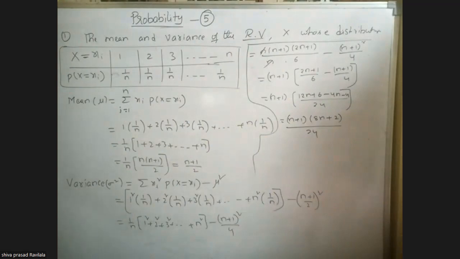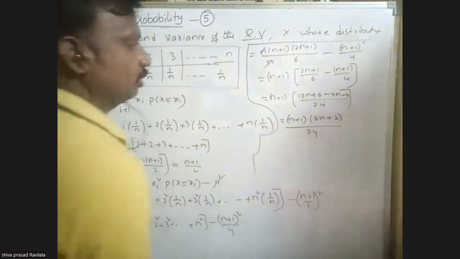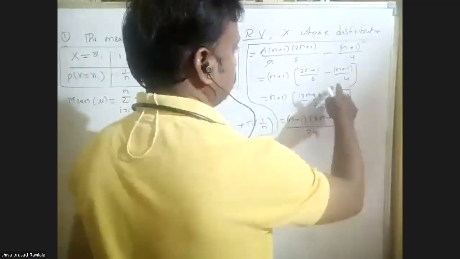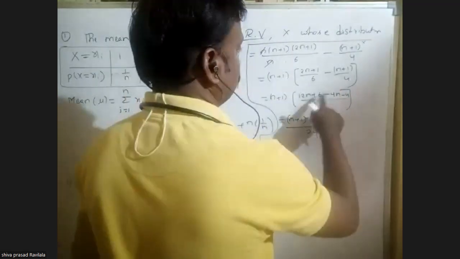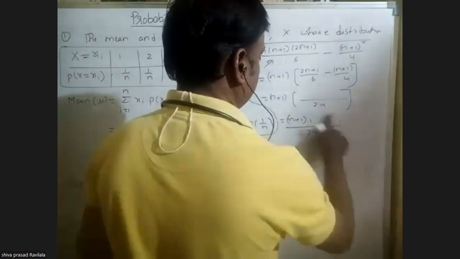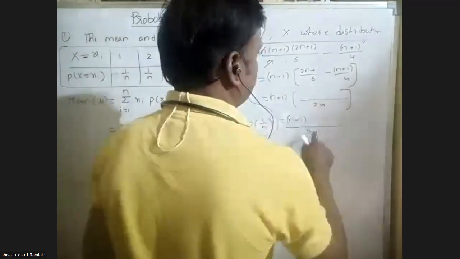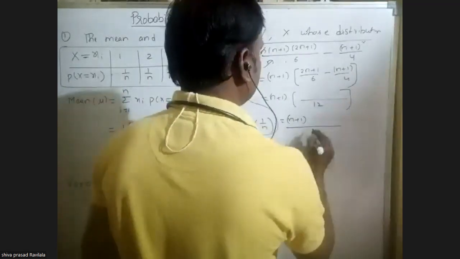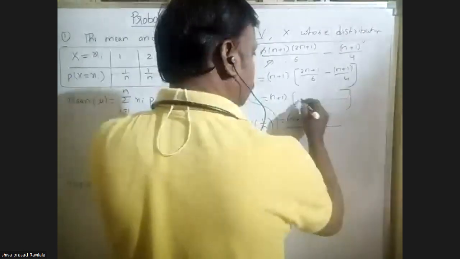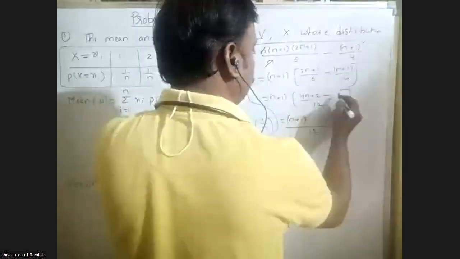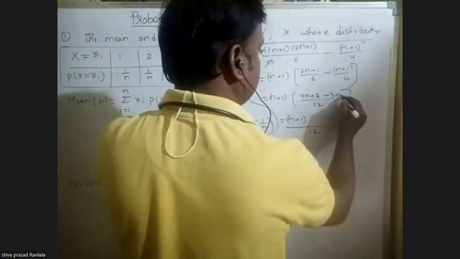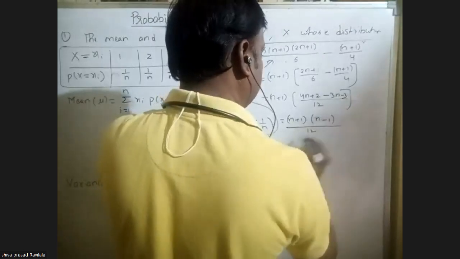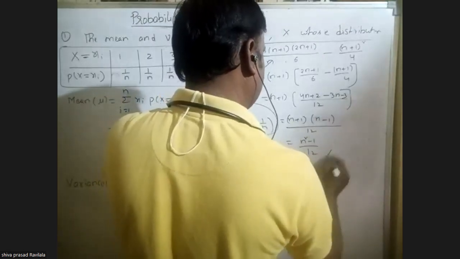From all these, 4 common, minus 6N. Okay. Reverse that. Okay, sorry, LCM 12, sir. Okay, LCM 12. 6 2s are 12, and 4N plus 2 minus 4 3s are 12, minus 3N minus 3. Okay. 4N minus 3N is N, 2 minus 3 is minus 1, that is N square minus 1 by 12.